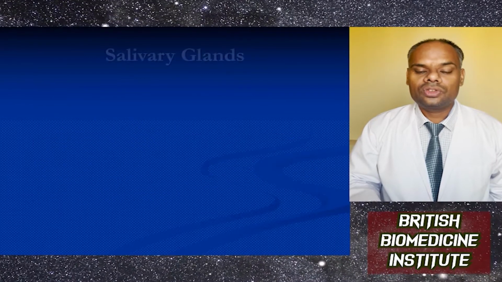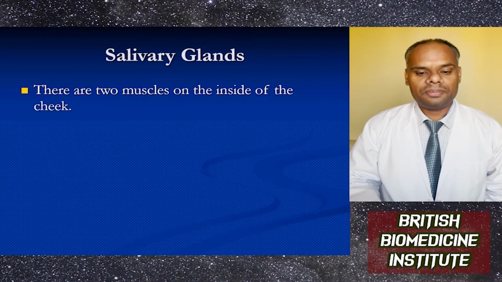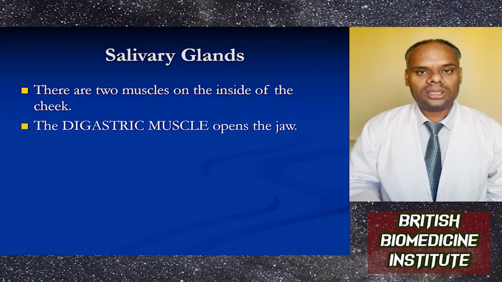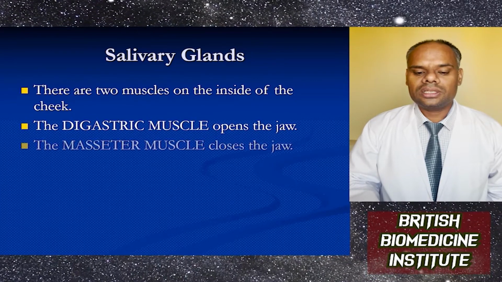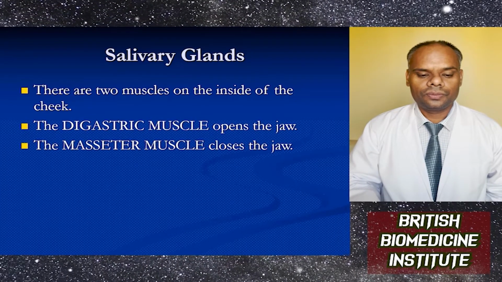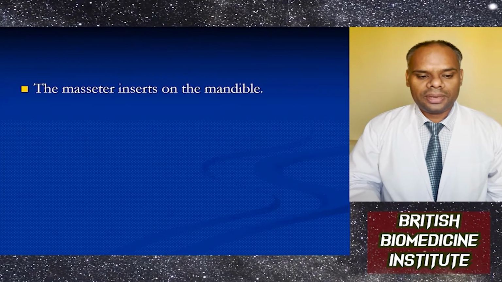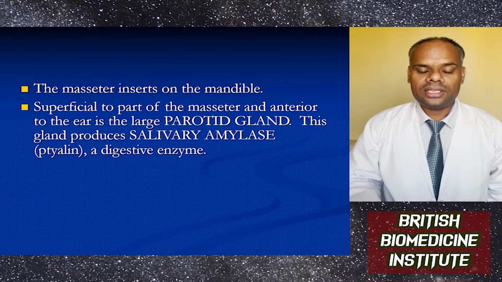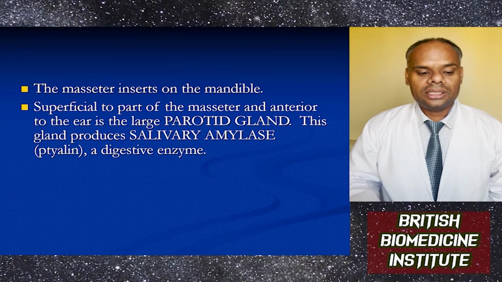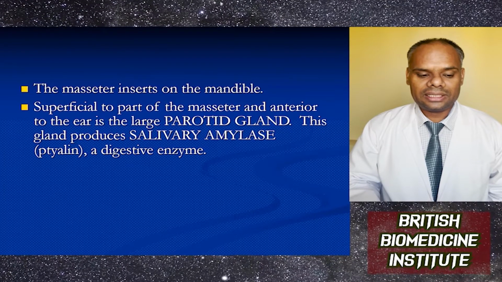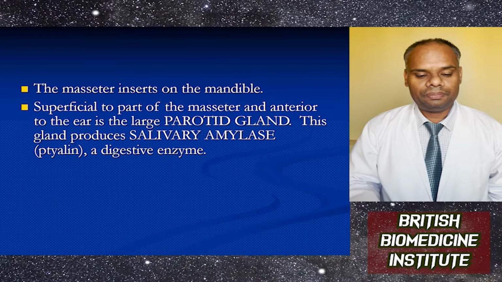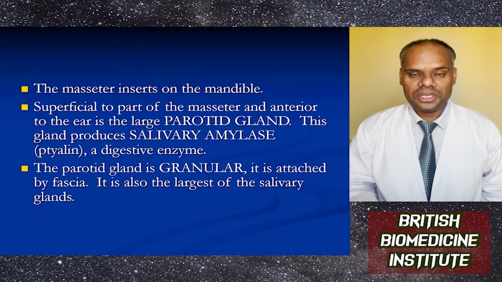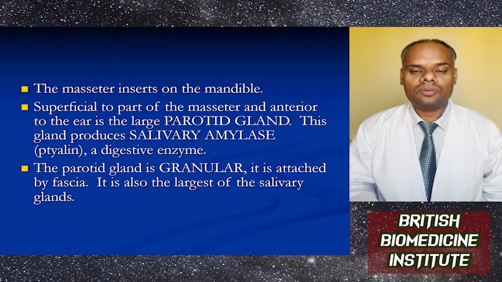Salivary glands. Basically there are two muscles present near the cheek: the digastric muscles open the jaw, and the masseter muscles close the jaw. The masseters insert on the mandible, and superficial to the masseter and anterior to the ear is a large parotid gland. This gland produces salivary amylase, ptyalin, which is a digestive enzyme. The parotid gland is granular. It is attached by fascia. It is also the largest of the salivary glands.